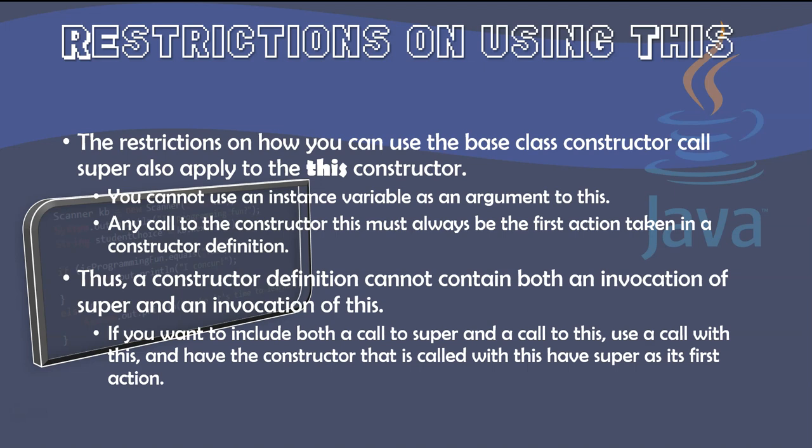If we wanted to include both a call to super and a call to this, that would be the thing: use the this call and have that constructor, which is called with the keyword this, use super as its first action. So you have to do a little bit of work there to make that work the way you want to. I personally, just like when we looked at the instance variables and parameters and local variables and stuff like that in method constructions, tend to avoid using this, simply because it's easier for me as a programmer to keep things straight. But again, this can be useful if you want to use it.